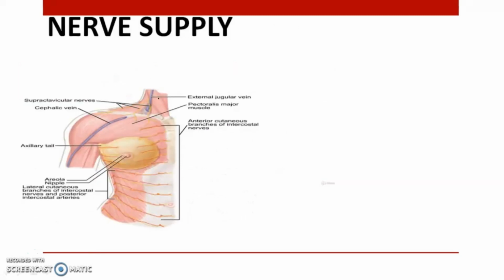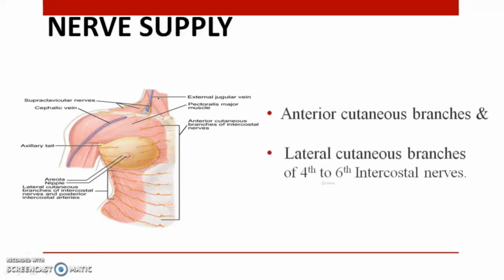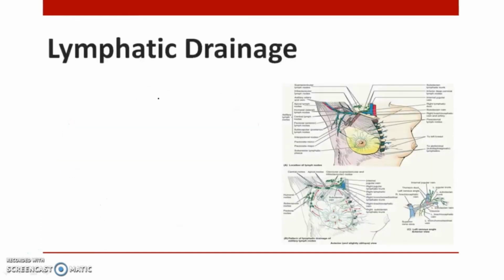Now we will move on to nerve supply. It is very easy to remember. It is by means of the anterior cutaneous and lateral cutaneous branches of intercostal nerves from the 4th to 6th intercostal space. From the 4th to 6th intercostal space we will be having the 4th to 6th intercostal nerves, which again have two branches, the anterior and lateral cutaneous branches, which purely supply the mammary gland. Now talking about lymphatic drainage, which is a very important topic for your exam purpose.